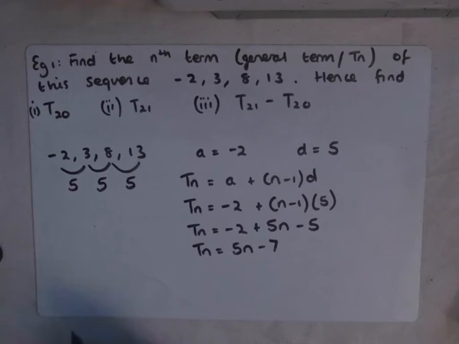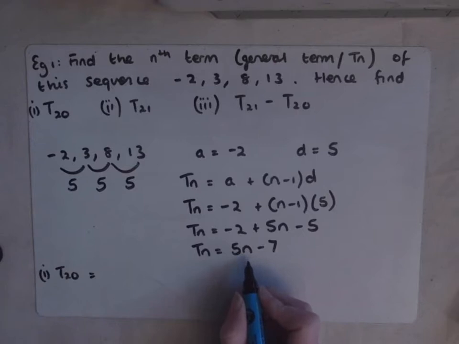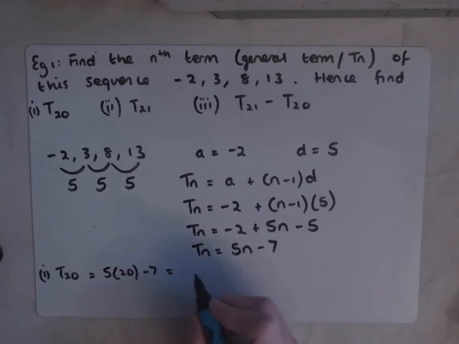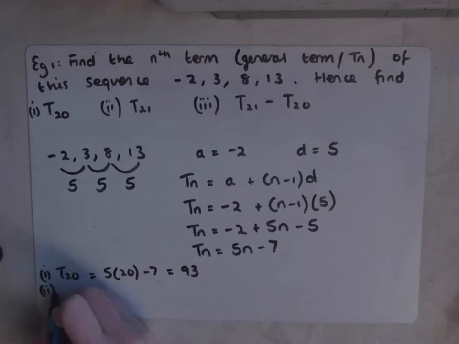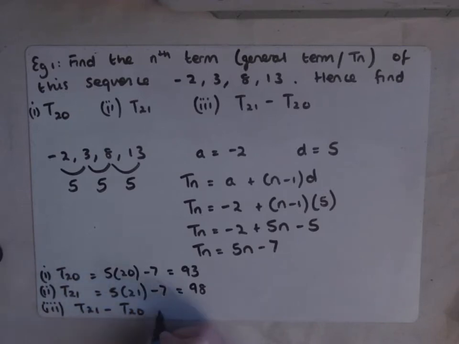Now, part 1 wanted T20. So that just means instead of n, put 20. 5 times 20 minus 7. So that's 100 take 7, which is 93. Part 2 wanted T21, so just fill in 21 and take 7. That's 98. And then part 3, T21 take T20. So the next term take the previous term. 98 take 93, which should be your common difference.